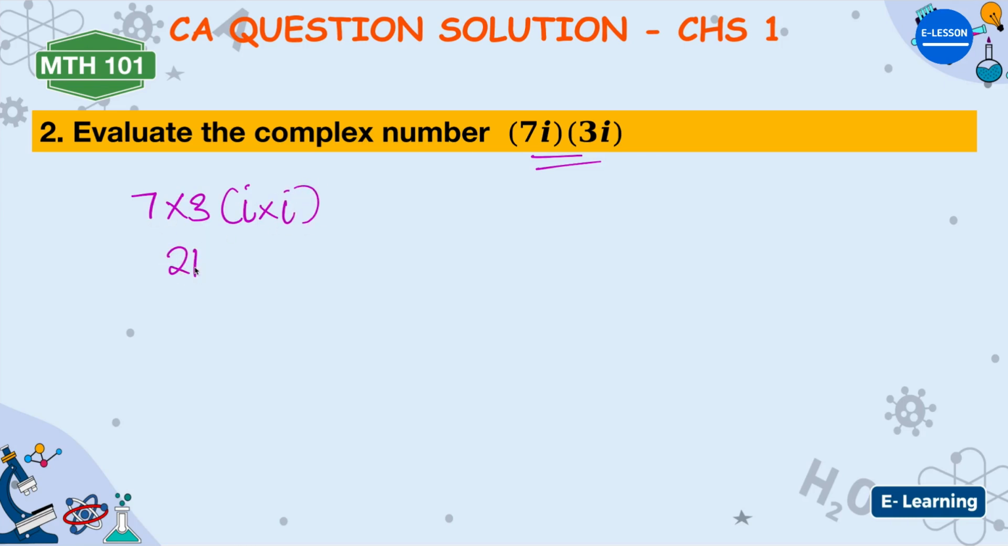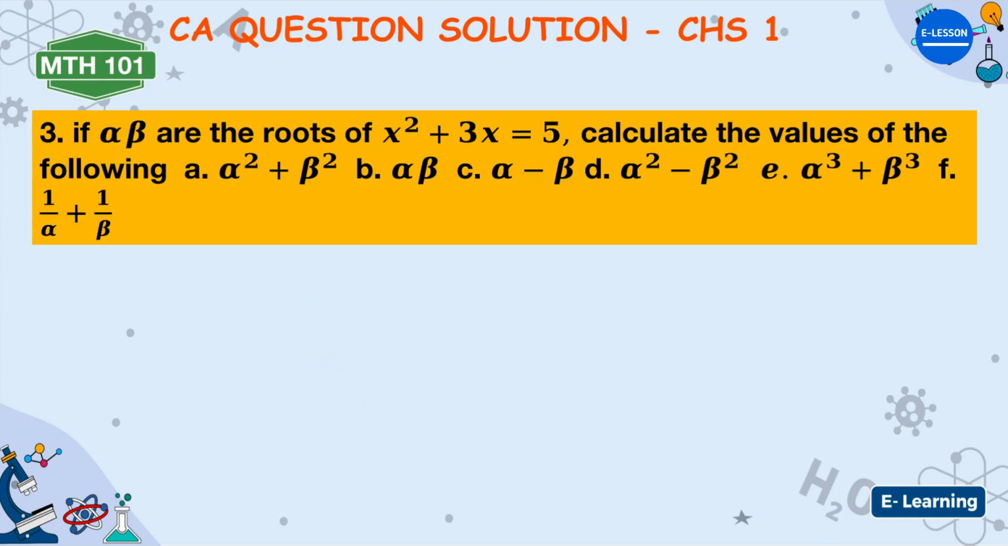7 times 3 is 21. i times i is i squared. And i squared is minus 1. So this gives us 21 times minus 1. This is iota. Iota squared is minus 1. So 21 times minus 1, the correct answer here is minus 21. That is the answer to that one. That one is a very simple one.